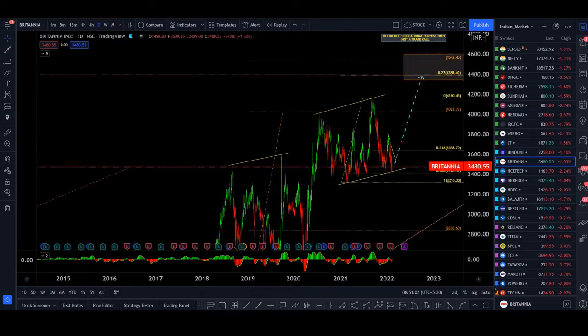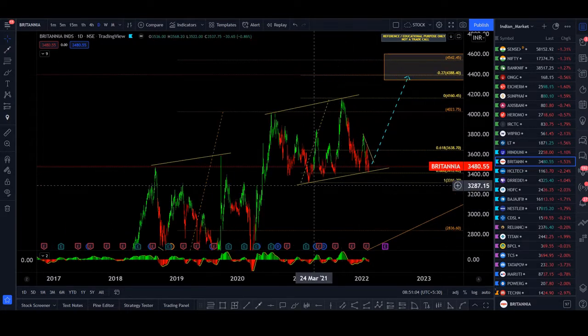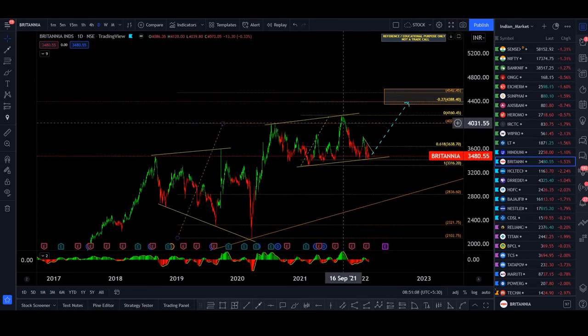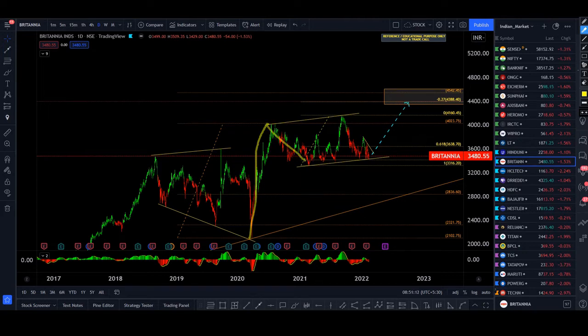So Britannia is also doing a similar thing, and we have completed the C wave. You see this impulse followed by A, B, C, and now if we get a breakout, that will be a good point to enter, where it has a very short stop loss, so you get a big risk to reward ratio.